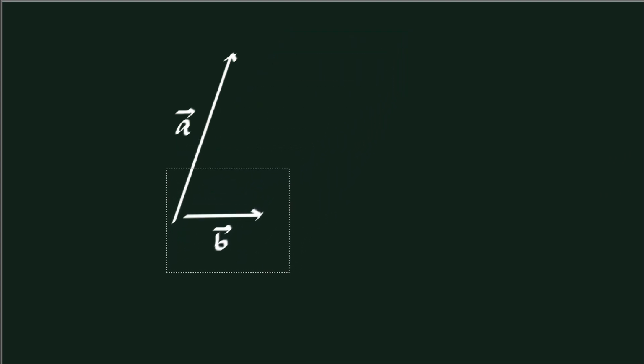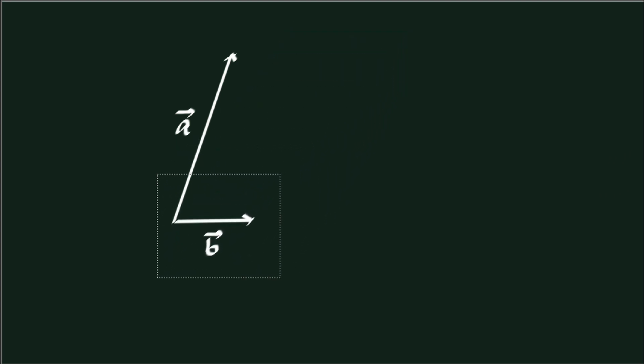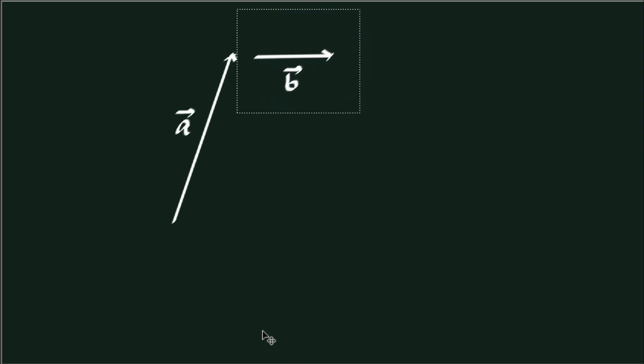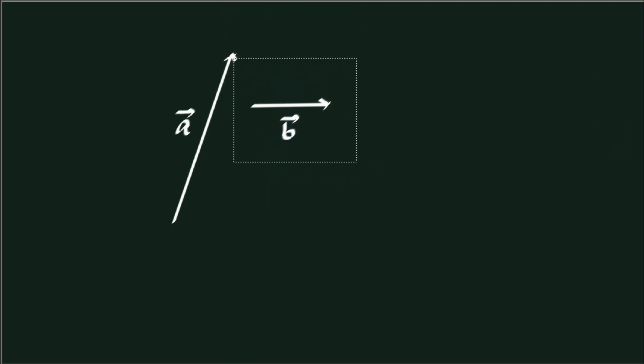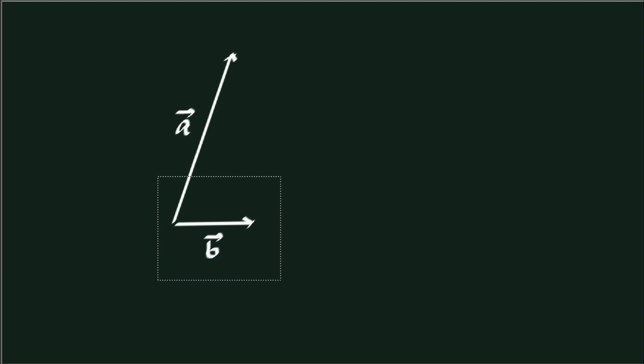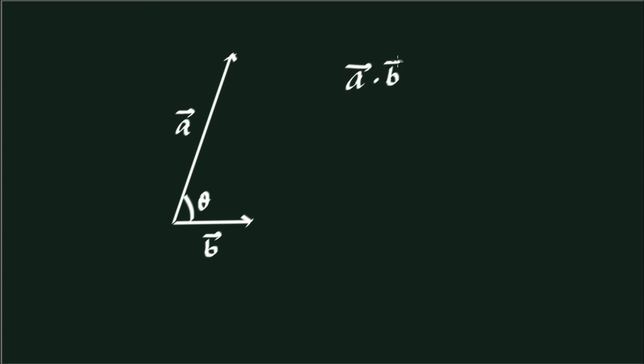are tail to tail. When we want to find the sum of two vectors, remember we put them head to tail. But right now we want the angle between the two, so we put them tail to tail. Let the angle be theta. Now the scalar product or the dot product of the two vectors is defined as length of vector A, length of vector B times cosine of the angle between the two.